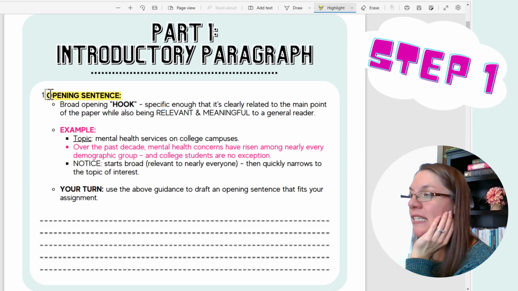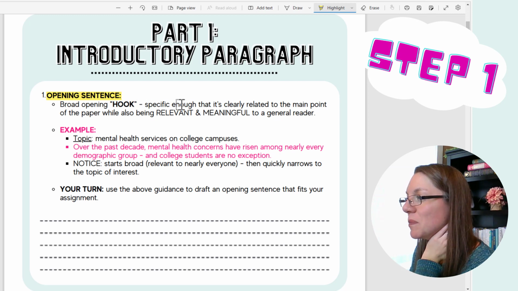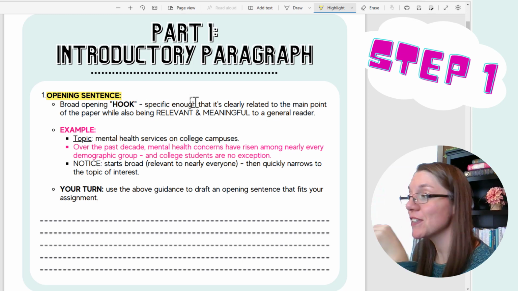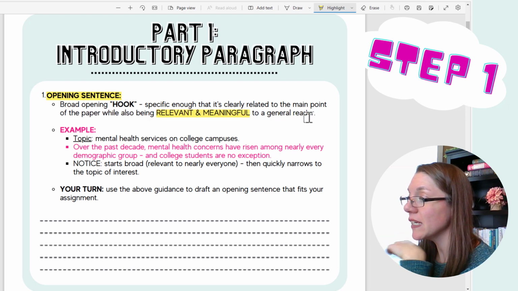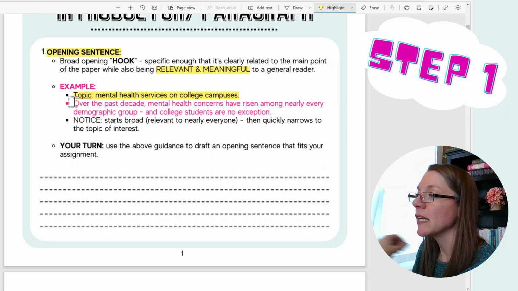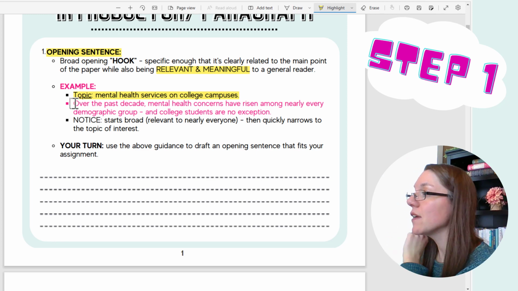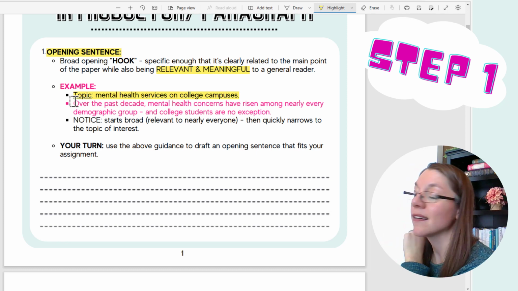So first we've got the opening sentence. And as I say here, this is a balance between actually being related to your paper topic, but also being relevant and meaningful to a general reader. I have an example here. If our topic is mental health services on college campuses, we might start our paper with, over the past decade, mental health concerns have risen among nearly every demographic group, and college students are no exception.